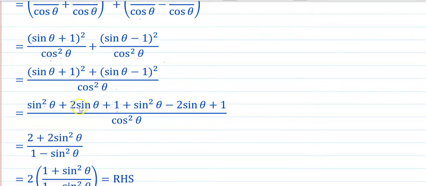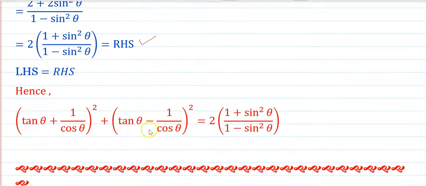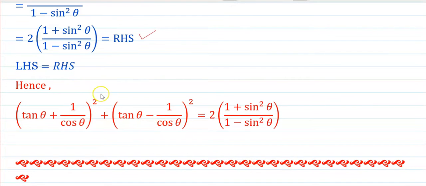Okay. Now we have plus 2 sin theta and minus 2 sin theta get cancelled. Next, you will get sin square theta plus sin square theta, you will get 2 sin square theta. 1 plus 1, you will get here 2. 2 plus 2 sin square theta. Take 2 as common. Then in bracket you will get 1 plus sin square theta upon 1 minus sin square theta. And this is nothing but the RHS, and hence LHS is equal to RHS, and hence the result is proved.